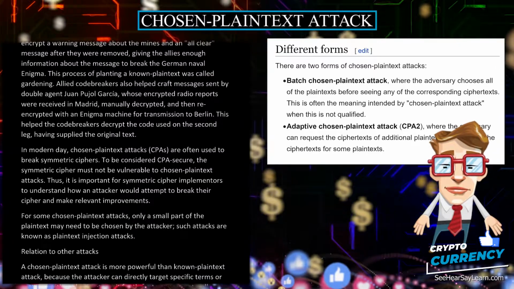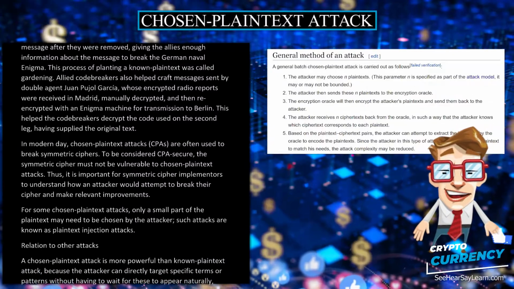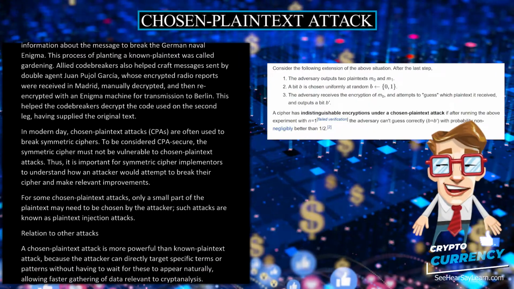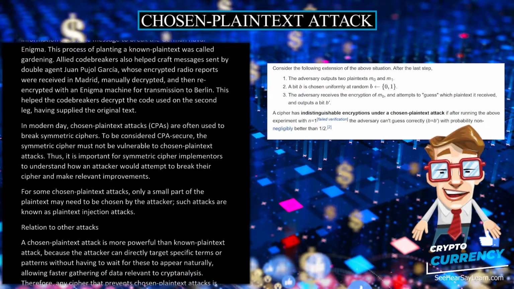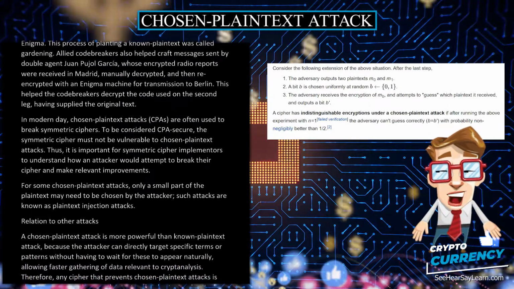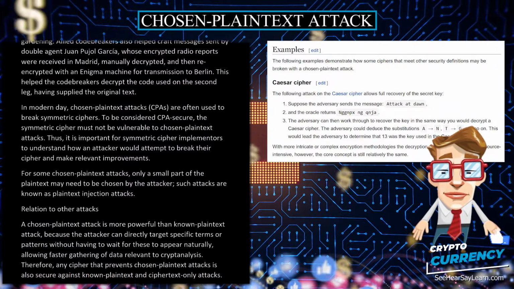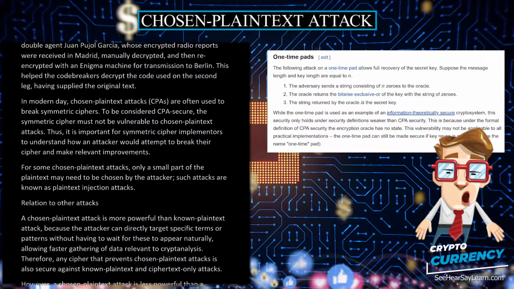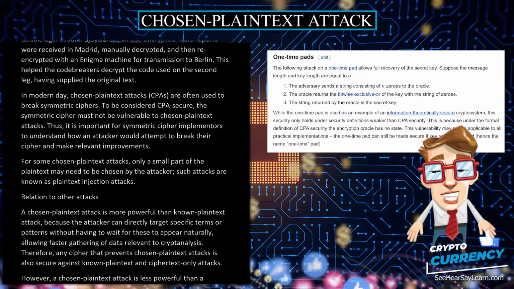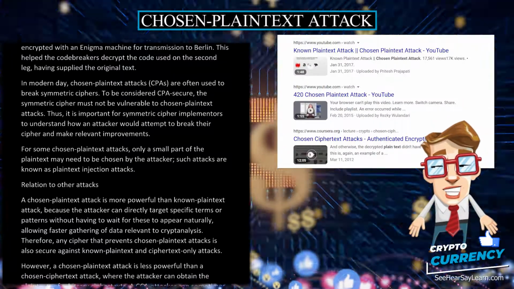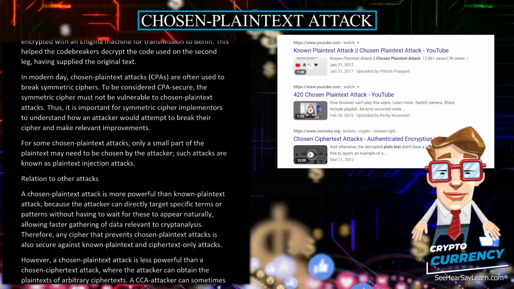Relation to other attacks. A chosen plaintext attack is more powerful than a known plaintext attack, because the attacker can directly target specific terms or patterns without having to wait for these to appear naturally, allowing faster gathering of data relevant to cryptanalysis. Therefore, any cipher that prevents chosen plaintext attacks is also secure against known plaintext and ciphertext-only attacks.